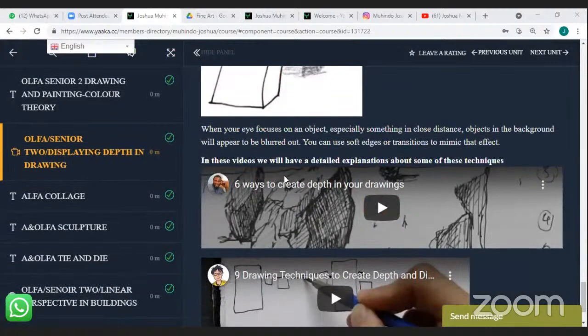When your eyes focus on an object, especially something in close distance, objects in the background will appear to be blurry. You can use soft edges or transitions to mimic that effect.